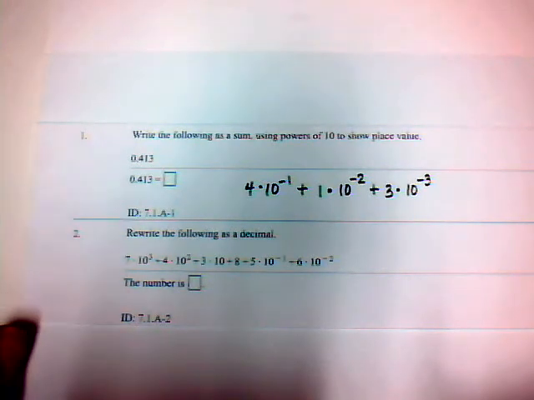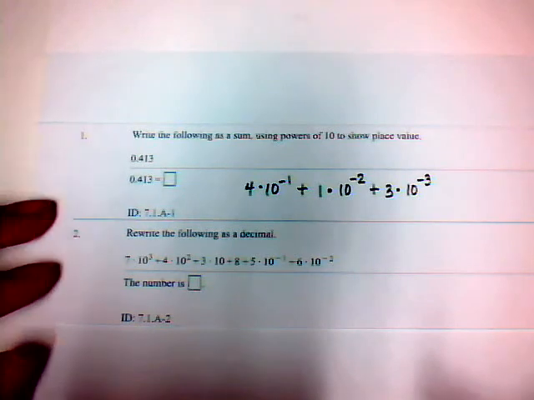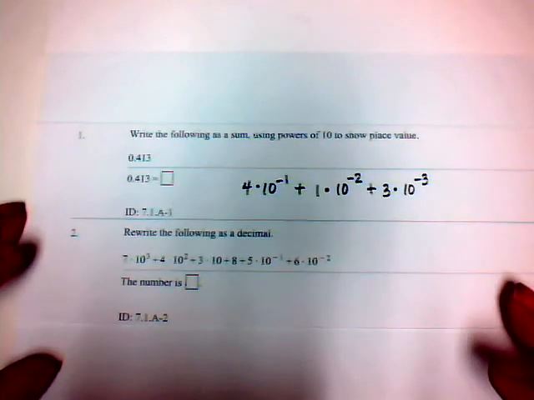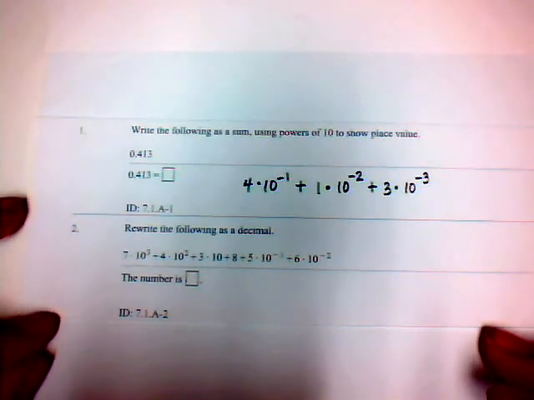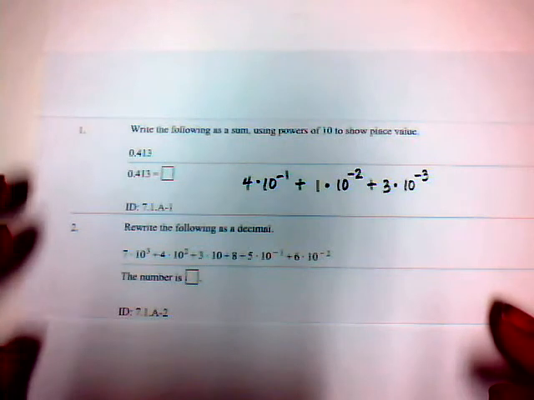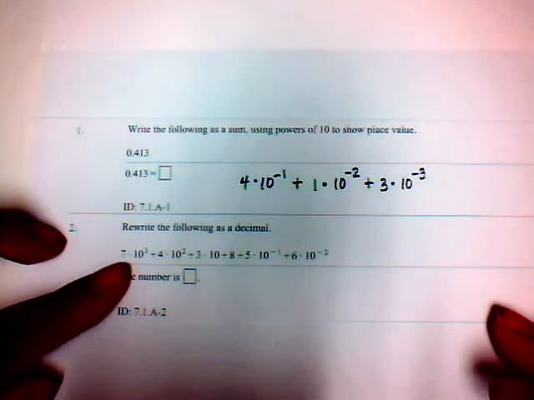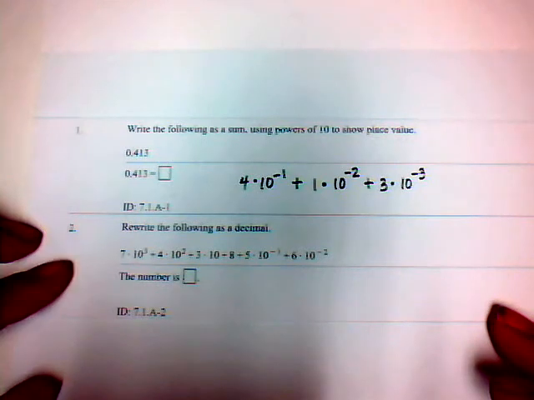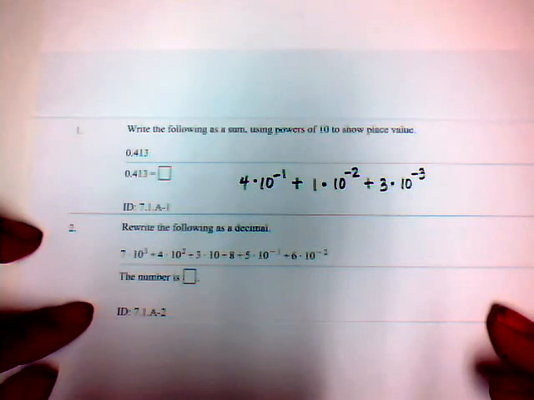So here we got 4 times 10 to the -1 plus 1 times 10 to the -2 plus 3 times 10 to the -3. And this is written in expanded form. All right, in number 2, the number is in expanded form, but we're going to rewrite the following as a decimal. So here we got 7 times 10 to the 3rd plus 4 times 10 to the 2nd plus 3 times 10 plus 8 plus 5 times 10 to the -1 plus 6 times 10 to the -2.